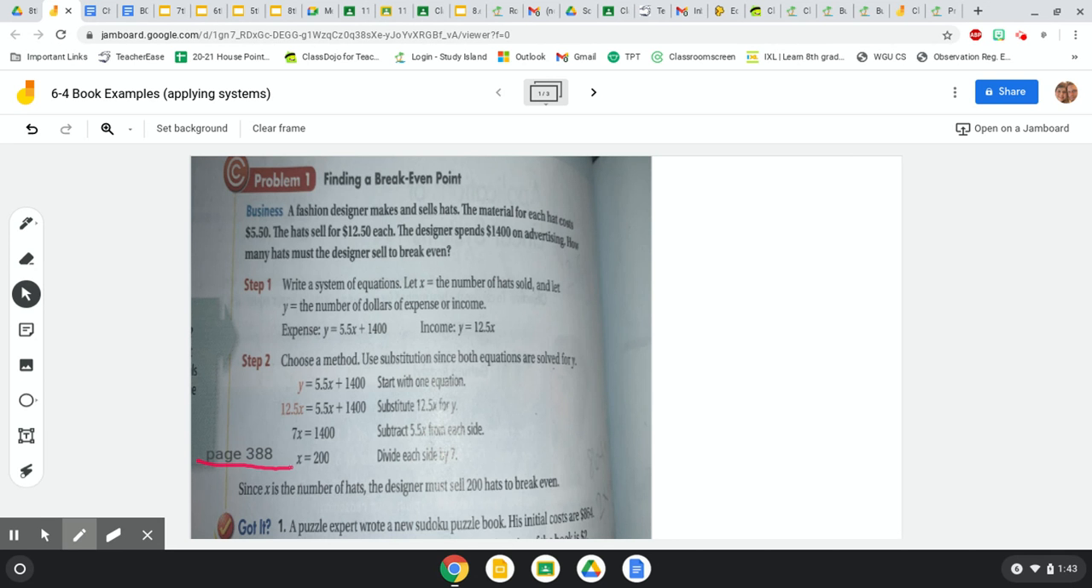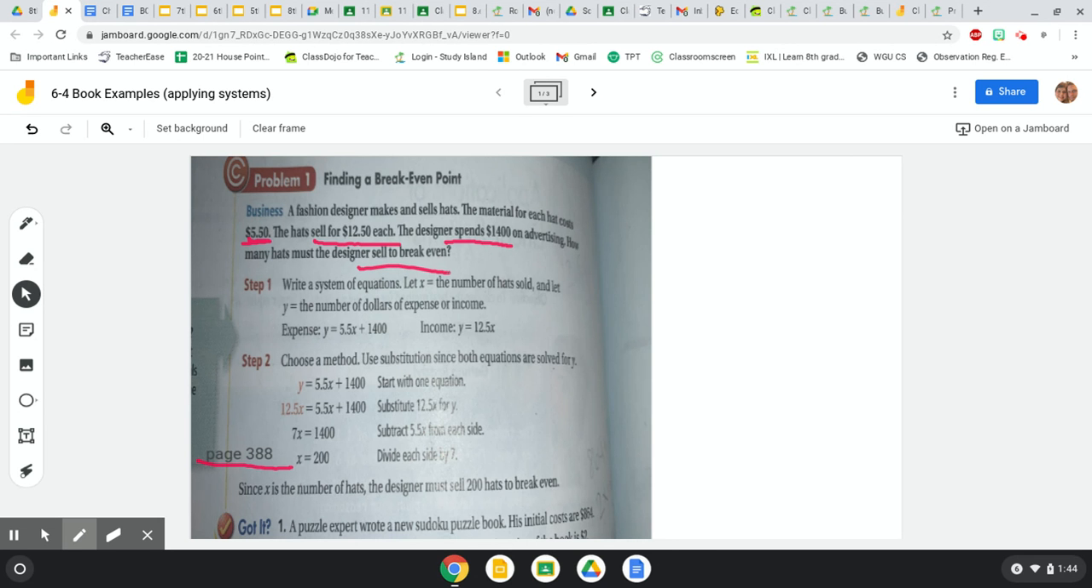So, let's start. Problem number 1 is talking about finding a break-even point. In this case, you have a fashion designer that makes and sells hats. Material for each hat costs $5.50. The hats sell for $12.50 each. The designer spends $1,400 on advertising. How many hats must the designer sell to break even?